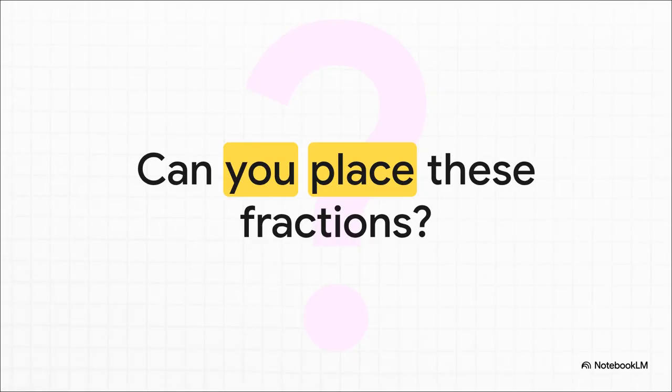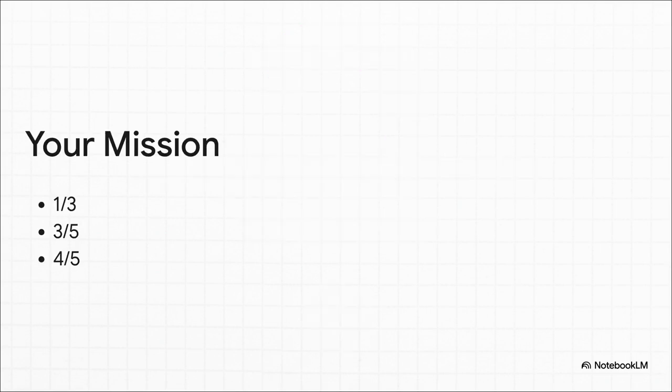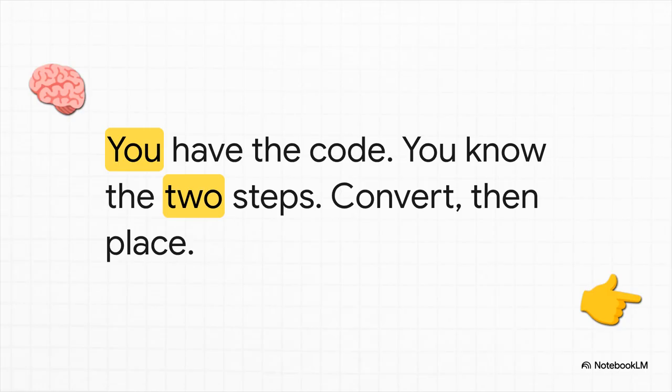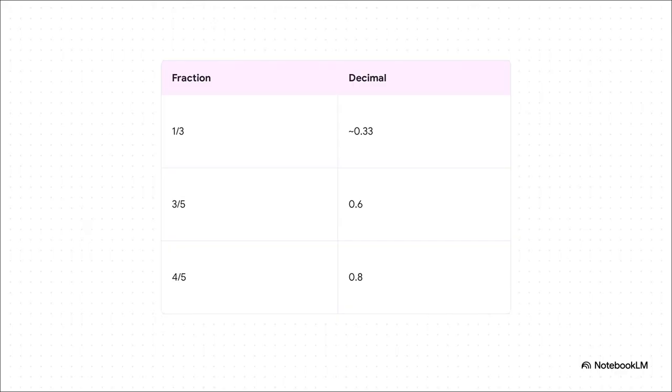So you think you've got it? Are you ready for a new challenge? Let's see if you can take what you've learned and place a whole new set of fractions. Here is your mission, should you choose to accept it. Place 1/3, 3/5, and 4/5 in the correct order on the number line. Go ahead. Take a moment. You can even pause right here and try it out yourself. You have the code, and you know the 2 steps. Convert, then place. All right, ready?